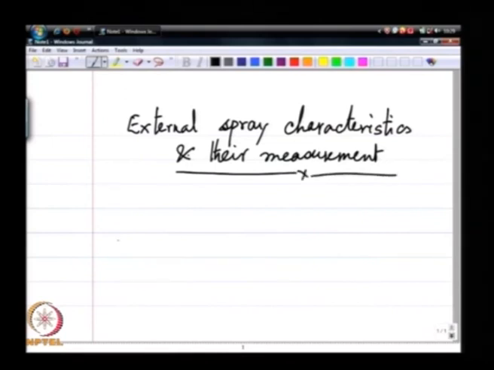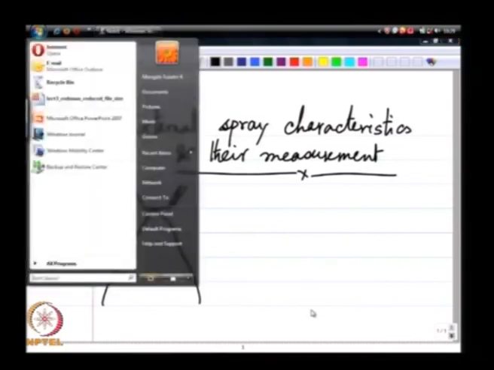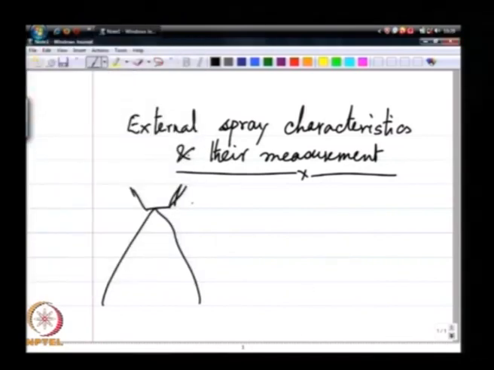And their measurement. So, let us take a simple example of a spray. We looked at what the morphology of this spray is like in the earlier lectures. What we want to do today is understand how one could characterize these sprays. Now, we did actually go through and make a list of a few different properties, external properties of sprays. We will start with the first one.